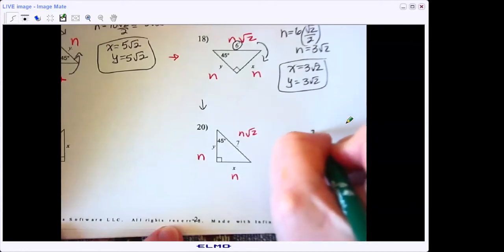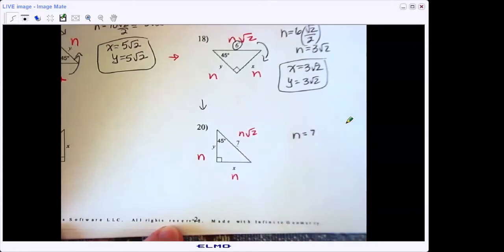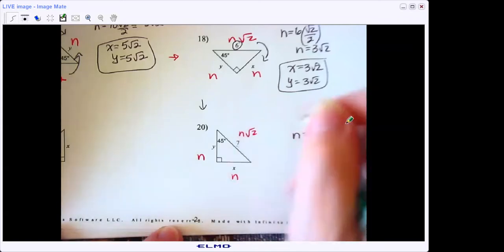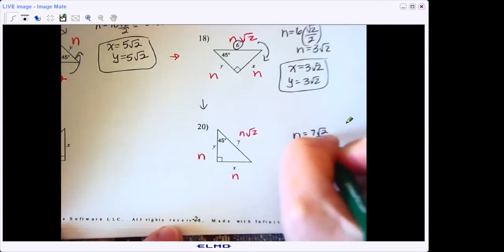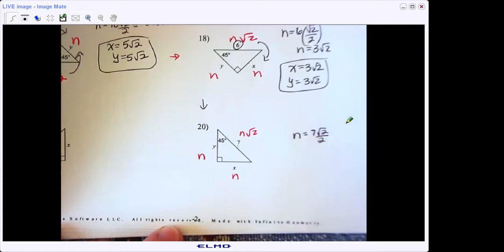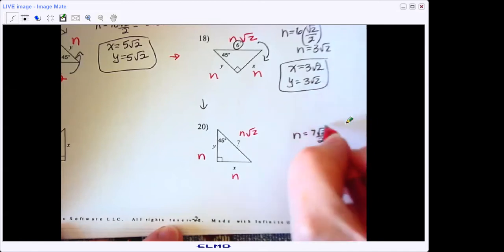Take that number, and what are we going to put next to it? Square root of 2 over 2. When we're applying the shortcut, we have to have the square root of 2 and a 2 on the bottom. That'll be important to remember, because this is the shortcut.